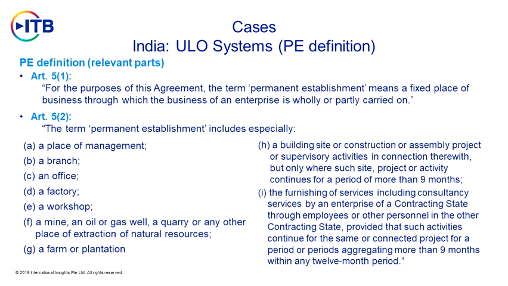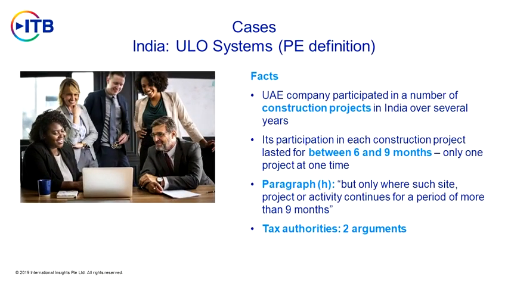of Article 5.2. Let me briefly refer to the facts in the case. The taxpayer, a UAE resident company, participated in a number of construction projects in India over several years. Its participation in each construction project lasted for between 6 and 9 months. It participated in only one construction project at one time. You'll remember that paragraph H requires that the project continue for a period of more than 9 months. Faced with these facts, the Indian tax authorities made 2 arguments.